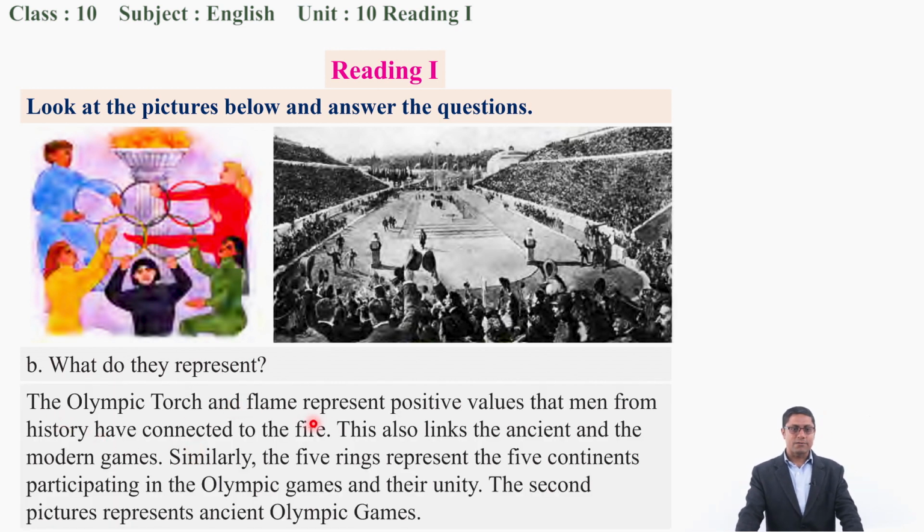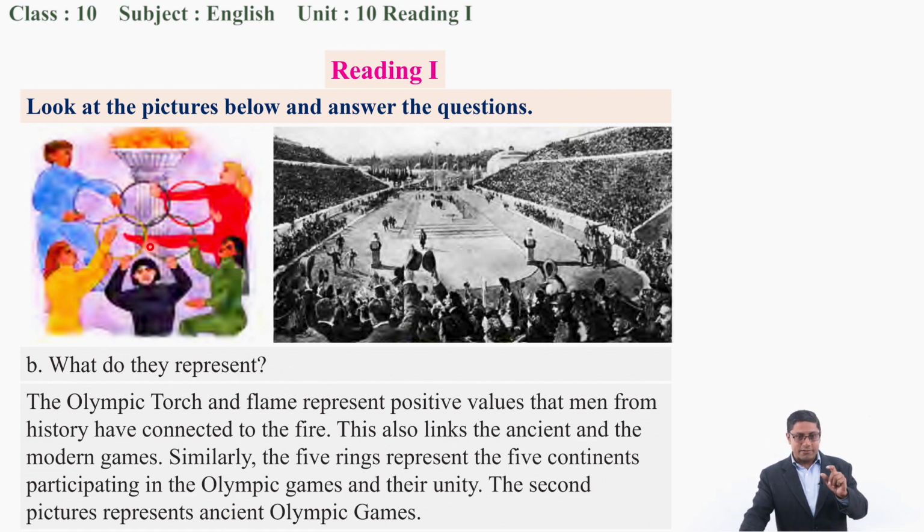So the Olympic torch and flame represent positive values that men from history have connected to the fire. See there, the torch, the flame, they have connection to the fire, and they indicate the positive values. Similarly, this also links the ancient and the modern games. This has a linkage to ancient Olympic games and modern Olympic games. Okay, we'll discuss later when the ancient Olympic games were played and when modern Olympic games have been played. So this flame also shows the connection between them.